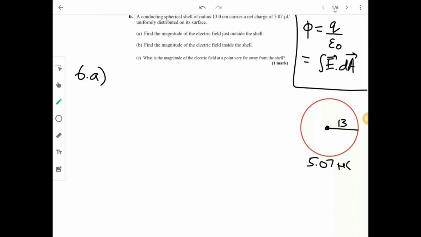A conducting spherical shell of radius 13 centimeters, which I've drawn here, carries a net charge of 5.07 microcoulombs uniformly distributed on the surface. A says find the magnitude of the electric field just outside the shell. B says inside the shell, and C says very far away from the shell, what is the magnitude. I've given you some formulas here as a hint, and you can solve for a few seconds before I check with you.